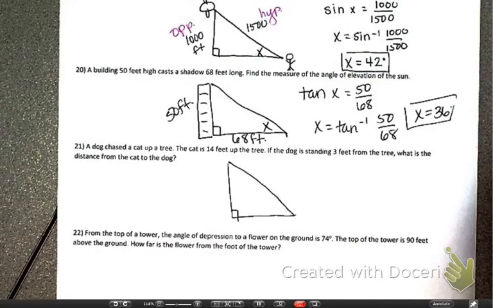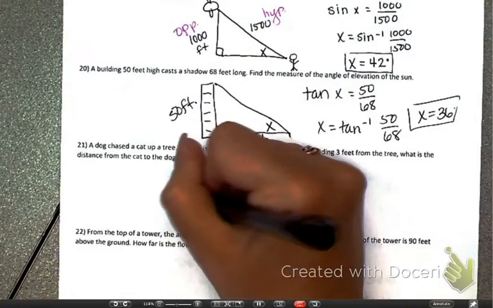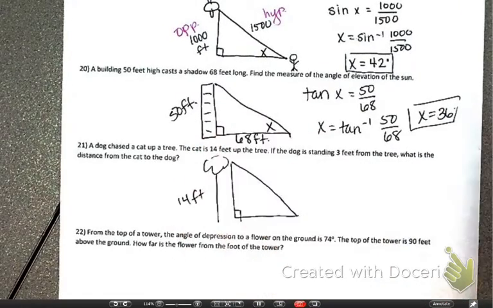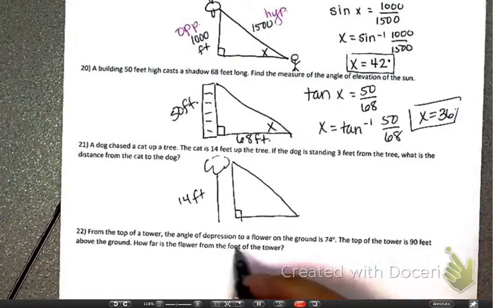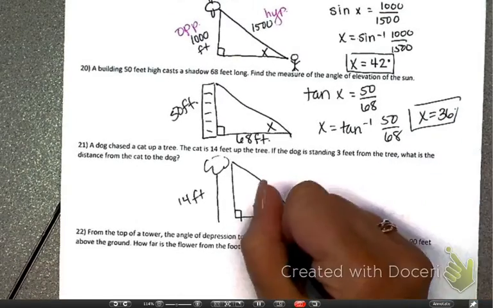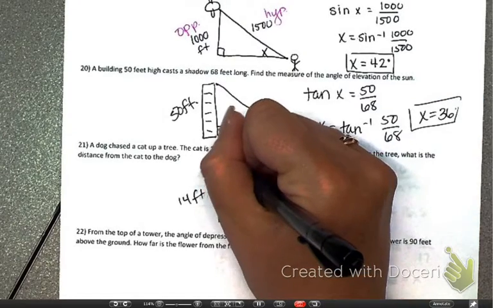A dog chased a cat up a tree. The cat is 14 feet up the tree. If the dog is standing 3 feet from the tree, so here's... okay, I can't draw cats and dogs.